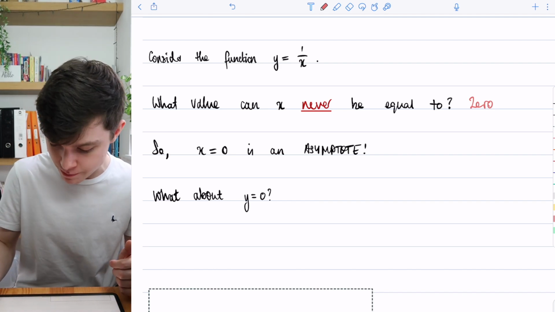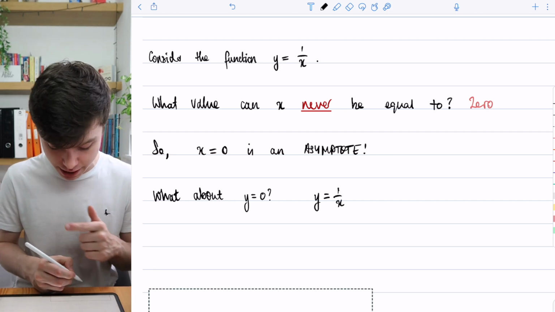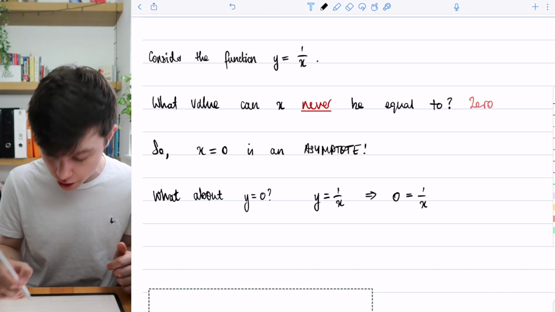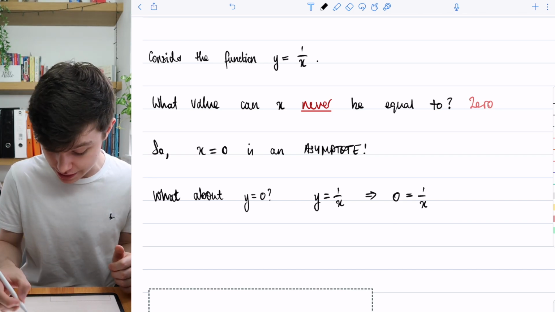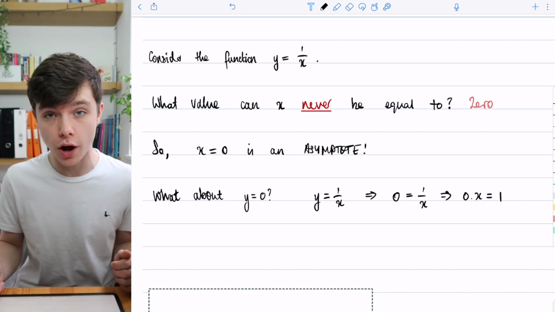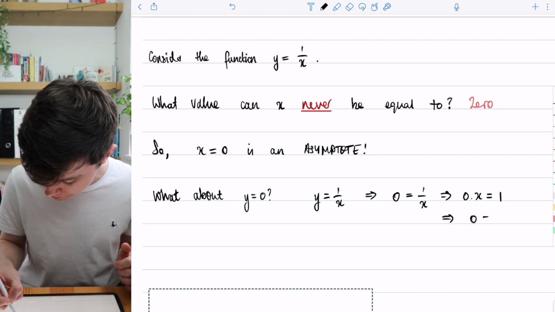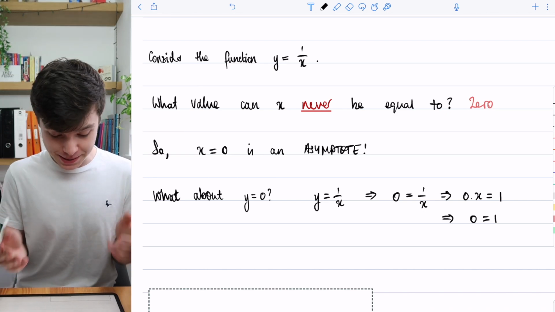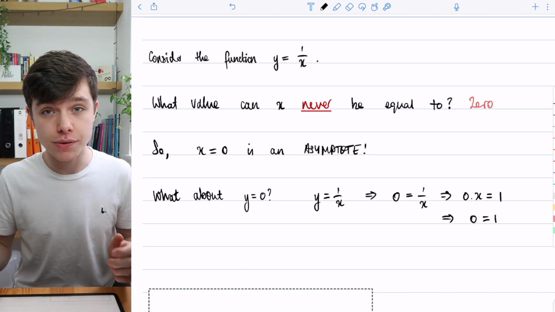Well, let's do a little bit of maths here. We've got the function y is equal to 1 over x. So if y is 0, that means, we'll write a little arrow here, 0 is equal to 1 over x, okay? And then we can cross multiply, in other words, just multiply both sides by x to give me 0 times x is equal to 1. 0 times anything is just 0, so that tells me that 0 is equal to 1. We know that's not true, so what that means is y is equal to 0 does not make sense for this function, because we end up with 0 is equal to 1, okay?